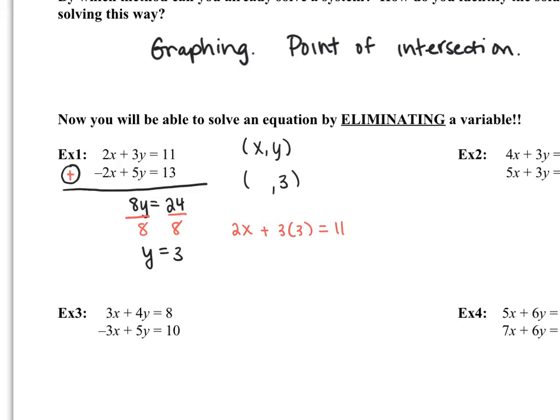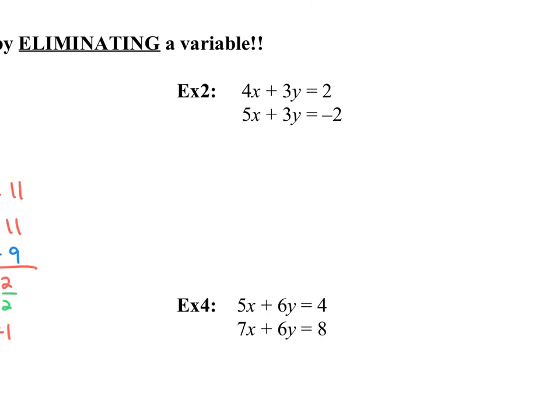Now I'm solving a traditional single variable equation. 2x plus 3 times 3 is 9, equals 11. I could subtract 9 from both sides, which means 2x would equal 2. And then if I divide both sides by 2, I'm going to get x equals 1. And so now I can plug that into my ordered pair, and here's my solution to this system of equations, 1, 3, which means that if I were to graph these two lines on Desmos, I would expect that they would intersect at the point 1, 3.